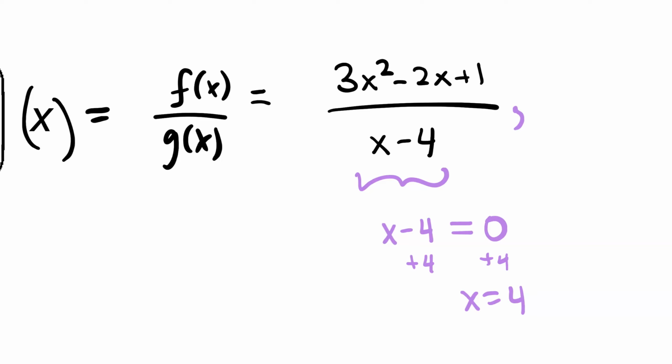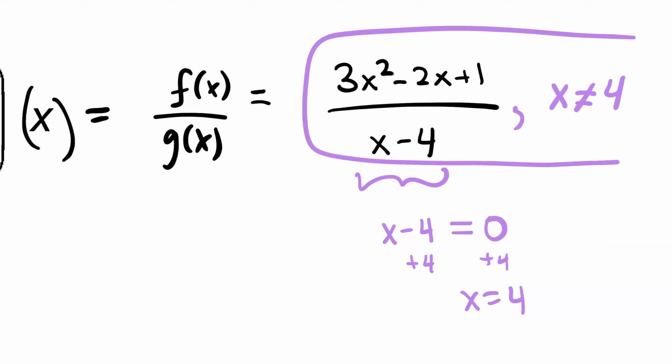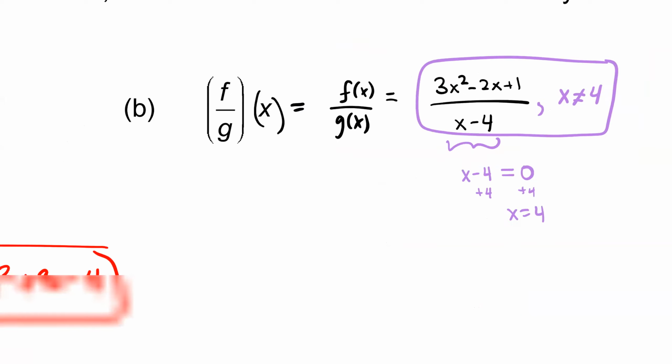Can x equal 4? No, then the bottom goes to 0. So we say this answer, but x can't equal 4. This is the full answer. We write f of x over g of x and try to simplify it. If any factors cancel, awesome. But whenever the bottom equals 0, you have to put that as a restriction. We can't put in x equals 4. So this is simplified to the fullest, and then you just write x cannot equal whatever would make the bottom go to 0.